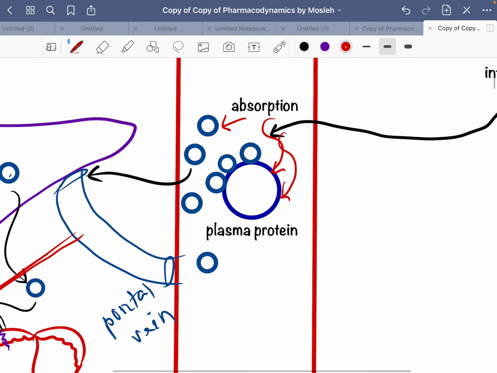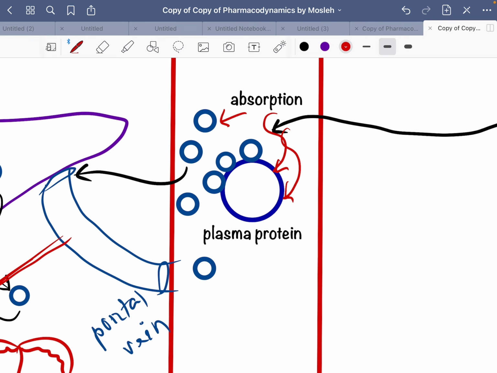But look at the figure, you can see this propranolol is just attached to the plasma protein, but no function is happening there. It just acts like a storage of this drug. So this plasma protein is called a silent receptor.